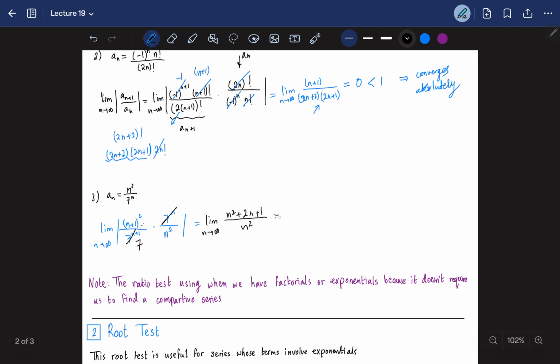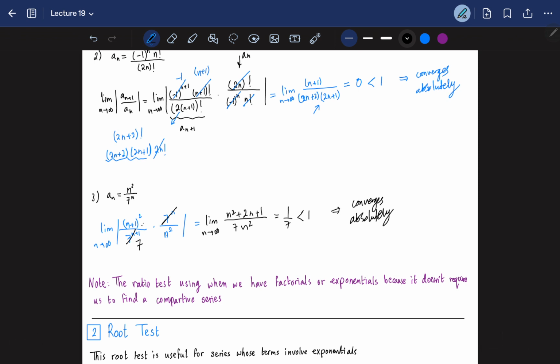But here I'll have n squared plus 2n plus 1 over 7 n squared as n goes to infinity. Now here you can either use L'Hopital's or take the coefficient of the highest exponent, so I'm going to get a 1. Oh, sorry, I forgot the 7 here. So I got 1/7. Now, since this is less than 1, then it converges absolutely.